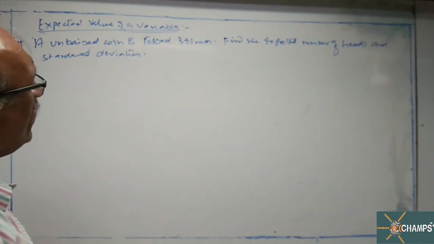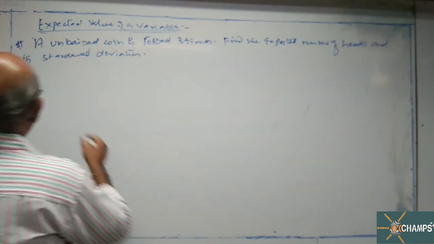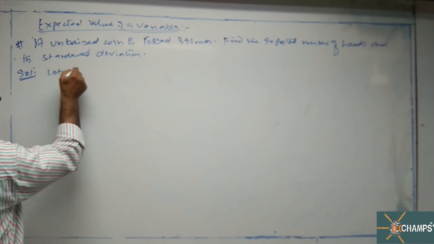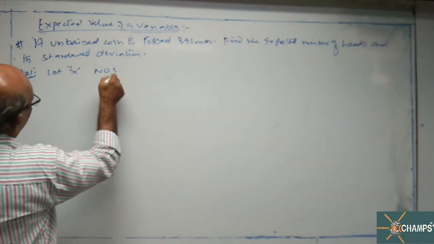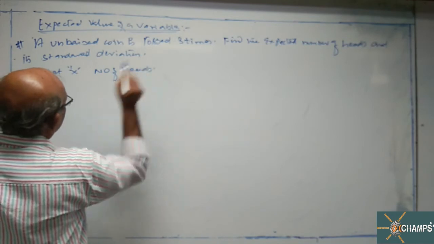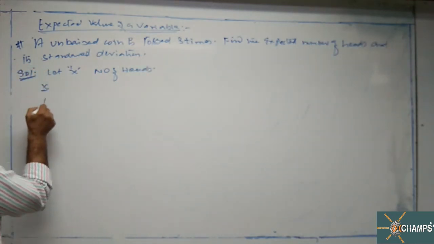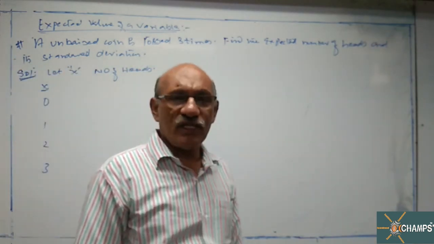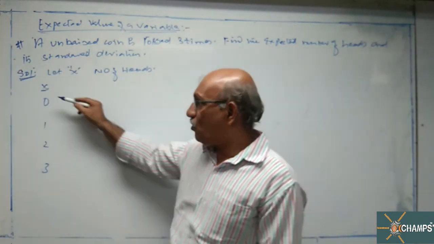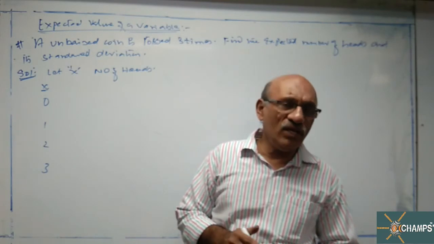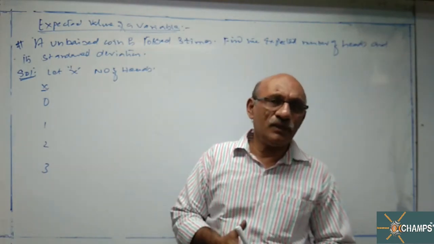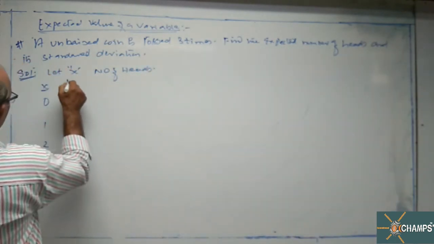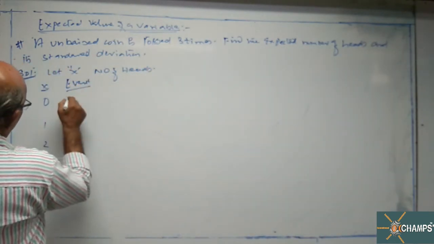An unbiased coin is tossed 3 times. Let x represent the number of heads. So x will take the value 0, 1, 2, 3. X equal to 0 means there is no head at all in any of these trials, every time the coin turned up tail only. So I'll write the event tail tail tail.